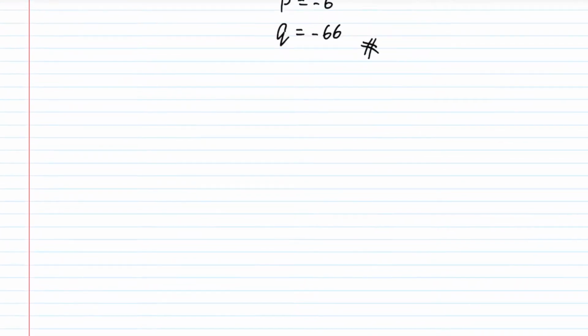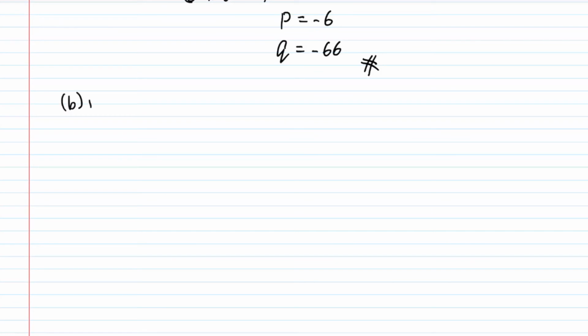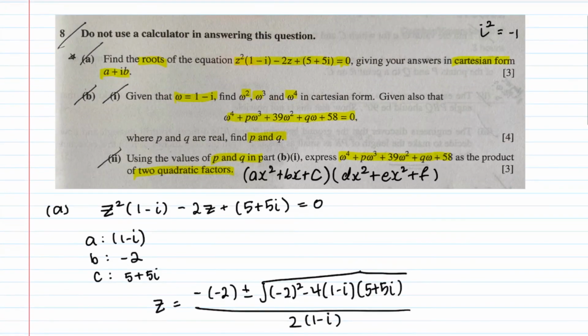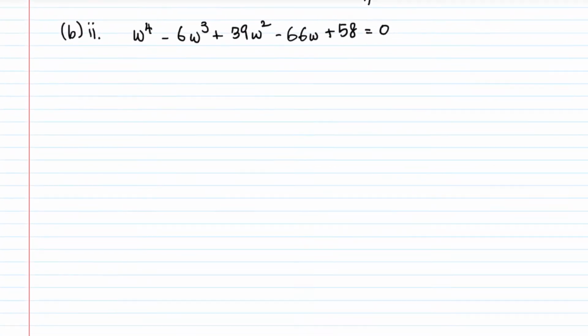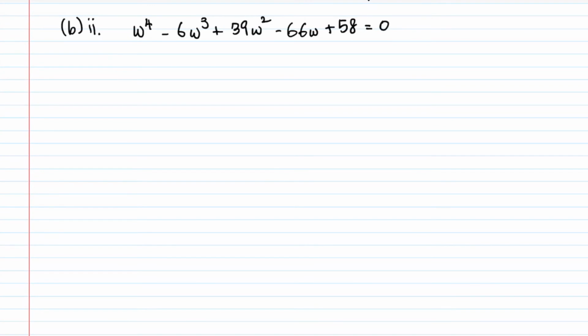So for this part, let's do it down here. Part B, 2. You have the whole equation. Let's write the whole equation again, but this time we sub in. So p is now negative 6, w cubed plus 39 w squared. And then you sub in your q, minus 66 w plus 58 equals 0. Quadratic factors, right, they already gave you that one of the roots is w equals 1 minus i, correct? Yeah, w equals 1 minus i. So what you can do is that, since that is a root, and this entire equation has all real coefficients, that means that the conjugate exists, so the opposite of it.